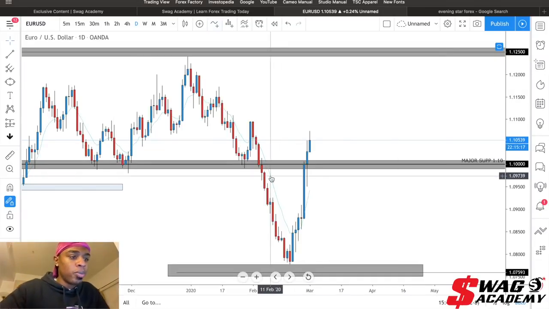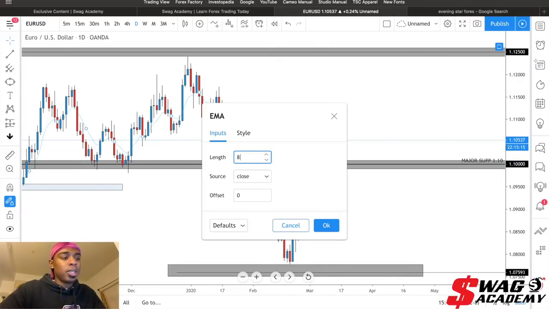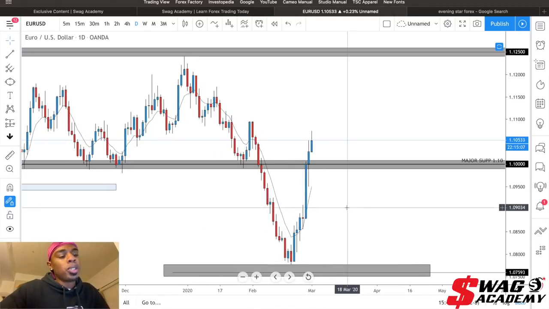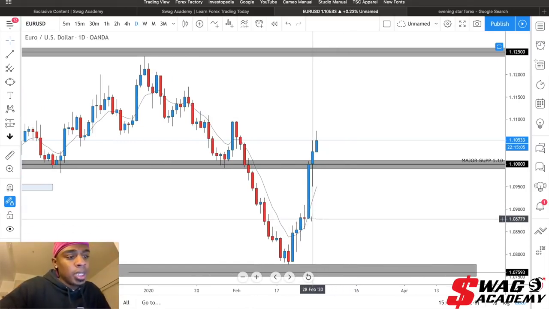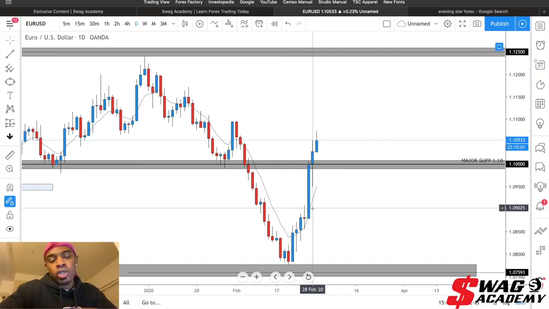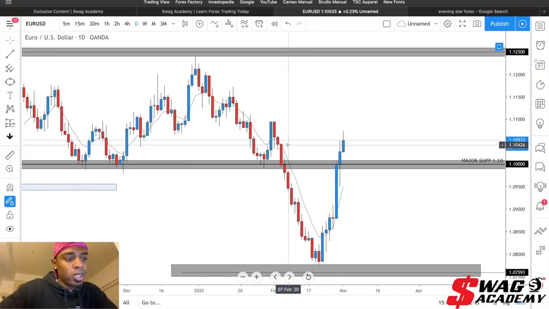It places on the chart. I will make this length 8. That just means the last closing periods of the last 8 periods. You can look for actual definitions online. Black, boom. What this means is anytime price is above the moving average, this little line right here, price is in an uptrend. Anytime it's below it, price is in a downtrend.